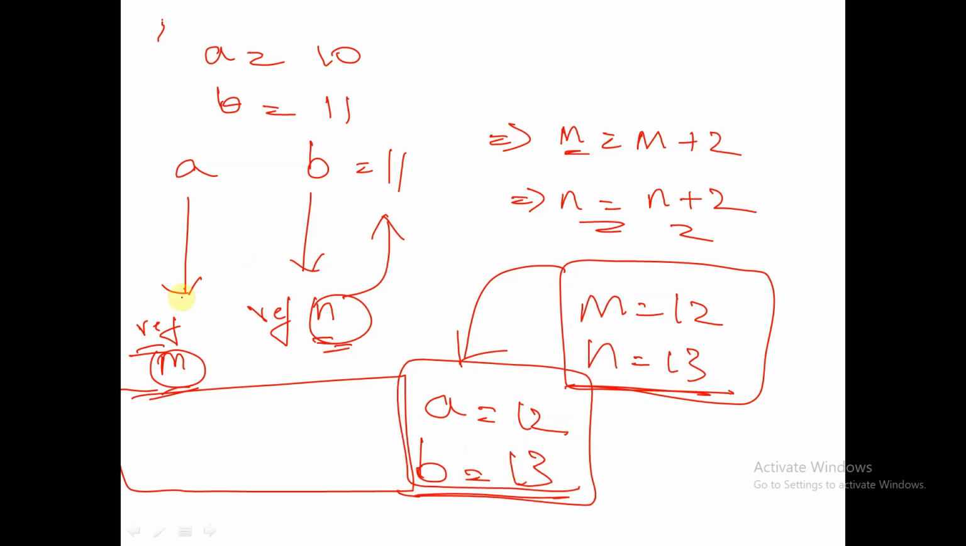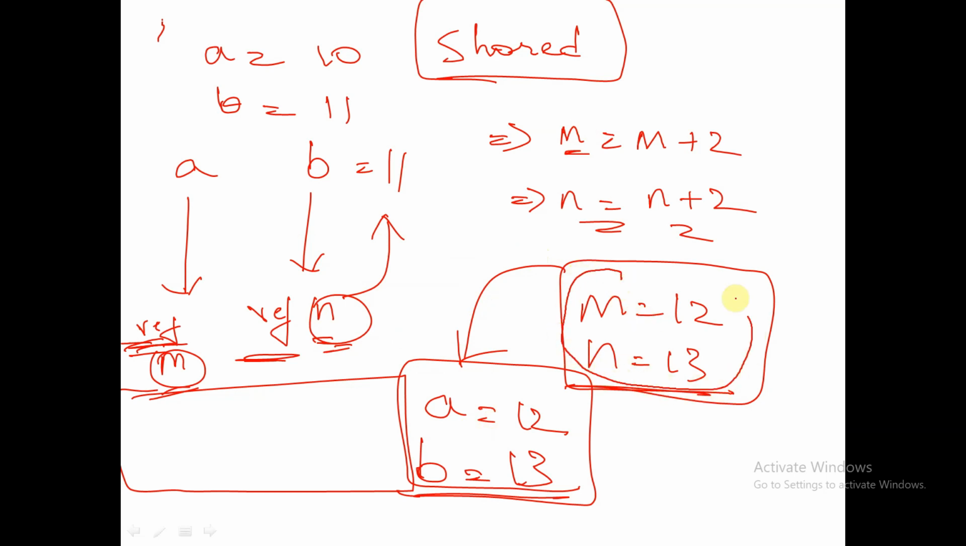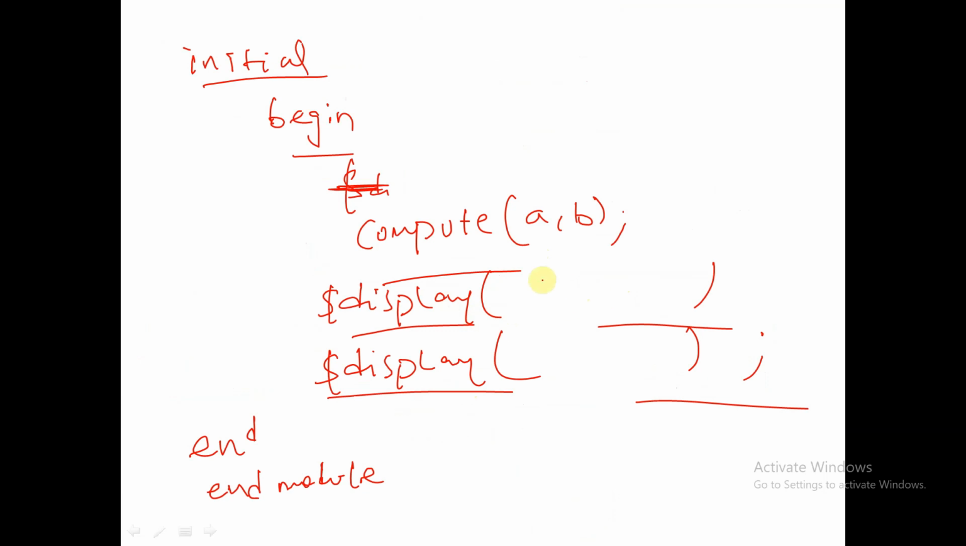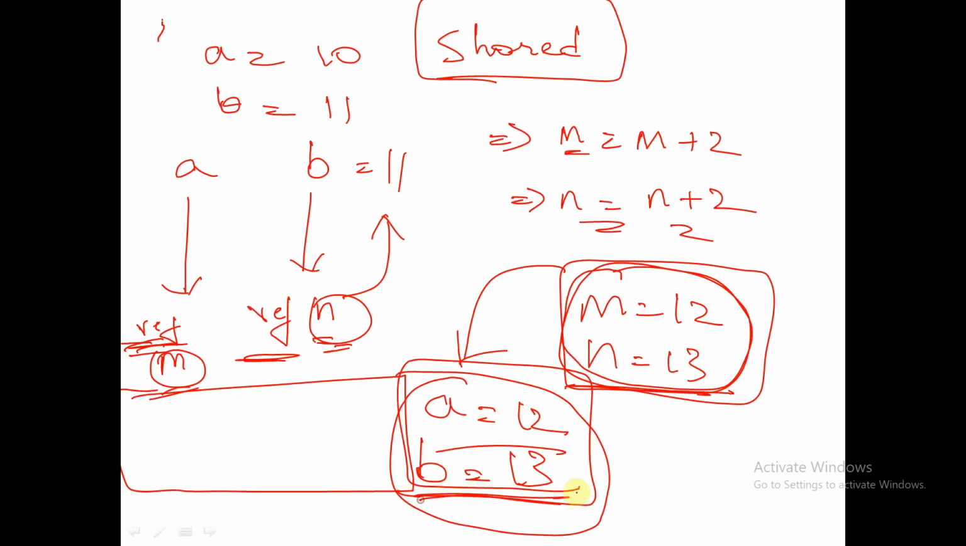So if we use the keyword ref, then any changes which are made to these arguments internally inside the function are reflected back globally. So basically the memory is a shared memory, that is, all the arguments and the variables are shared in the same memory. Any changes made locally are reflected back globally. So here when we try to display the values of a comma b, we get a is equal to 12 and b is equal to 13.